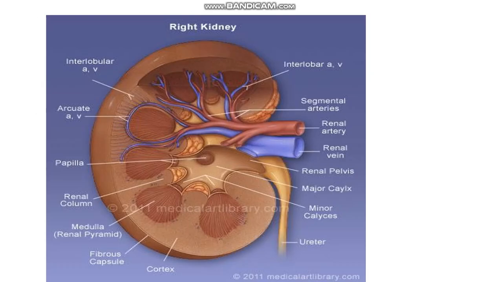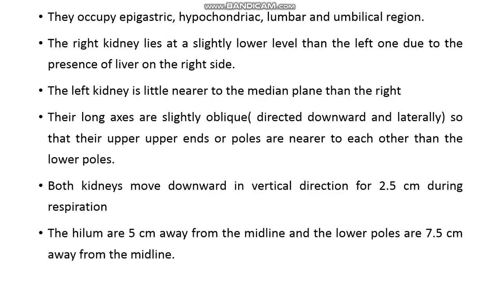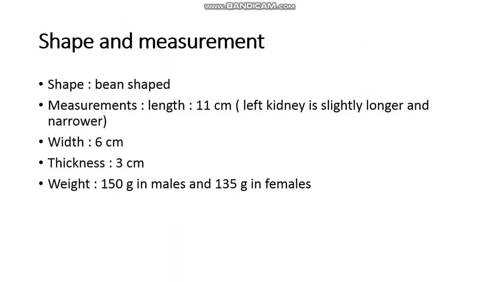Then the hilum is 5 cm away from the midline and the lower poles are 7.5 cm away from the midline. So in this picture, that is the hilum, the area through which the blood vessels enter into the kidney, and this hilum is 5 cm away from the midline of the body, and the lower poles of the kidneys are 7.5 cm away from the midline of our body.